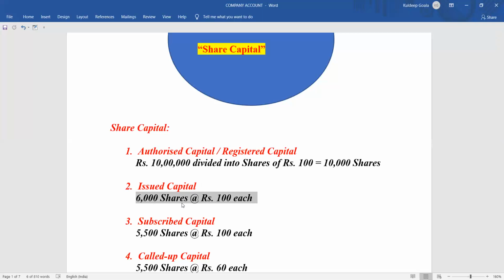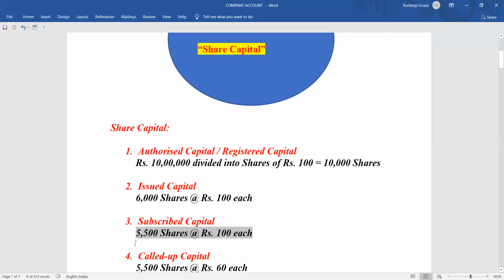जितना तुमने बेचने के लिए ऑफर किया है वो हो गया तुम्हारा इशूड शेयर. Then next comes, after issued, subscribed capital. Now what is subscribed capital? Subscribed capital refers to that amount of capital which has been taken up by the public. Every time what we issue, public may not buy. Let's for example take that public has subscribed 5,500 shares. Then that is the subscribed capital. उतना उन लोगों ने subscribe किया.